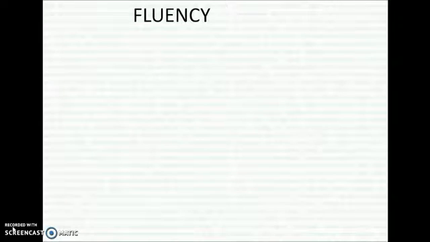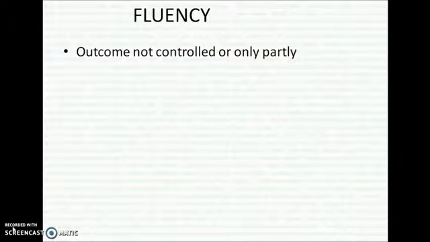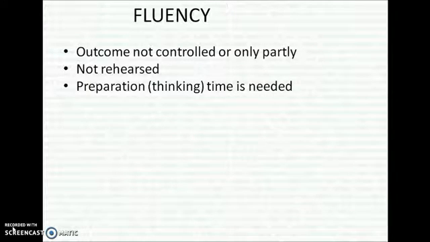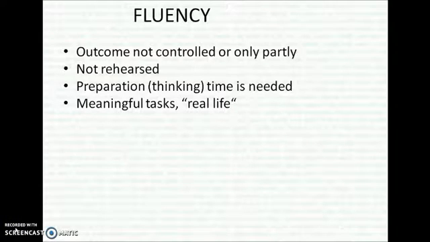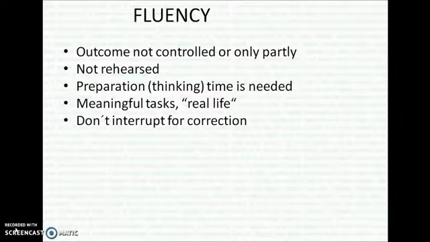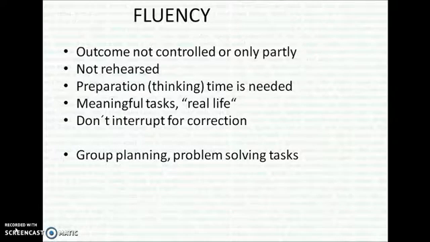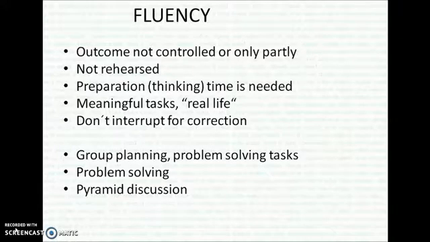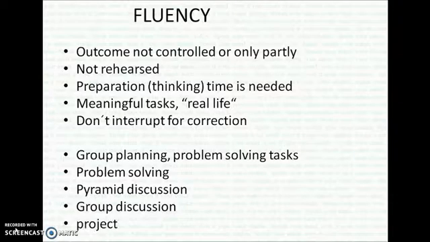On the other hand, in activities oriented at fluency, the outcome, the speaking, is only partially controlled or not at all. It is also not rehearsed in advance, so it's kind of free production. Usually, therefore, students need a bit of thinking or brainstorming time before doing a fluency-focused activity. The activities themselves are then a bit more meaningful and more real-life than accuracy activities, and they don't usually include error corrections. Examples of fluency-oriented activities include group planning or problem-solving tasks, like you did with the yellow cars, pyramid discussions or group discussions, or projects.